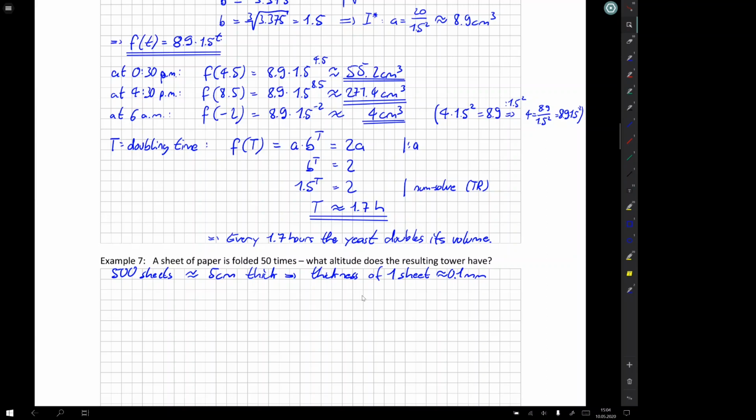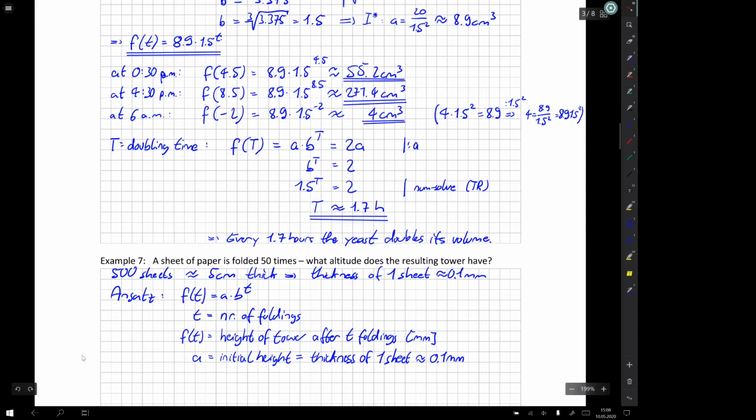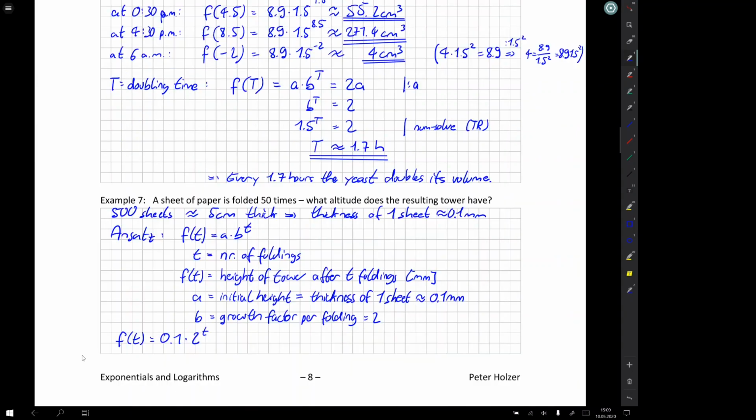We start with the ansatz, which is just f of t equals a times b to the power of t, since we have an exponential growth. The t is not a time, but the number of foldings we're at. Then f of t is the height of the tower after t foldings. A is the initial height of the tower, which means before we fold it for the first time, so the thickness of one sheet, 0.1 millimeters. And b is the growth factor per folding. Each time we fold the tower, it grows by a factor of 2. The height of the tower, in dependence of the number t of foldings, can be described as 0.1 times 2 to the power of t in millimeters.